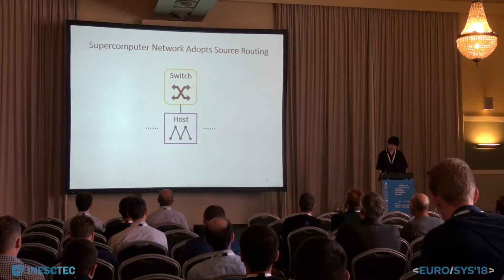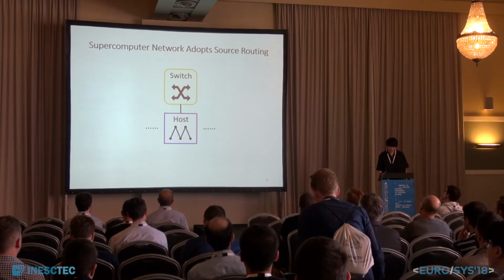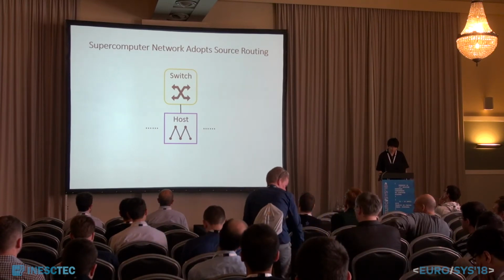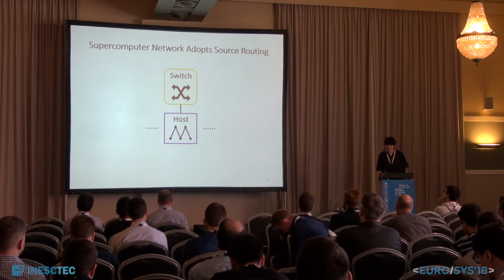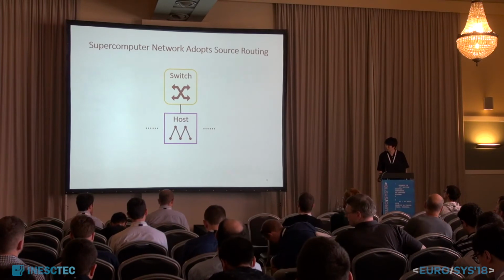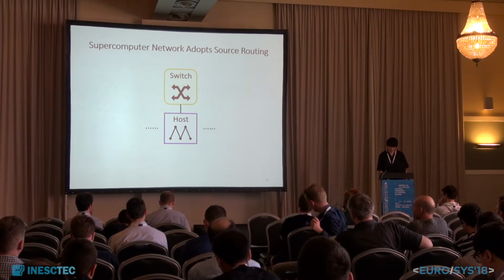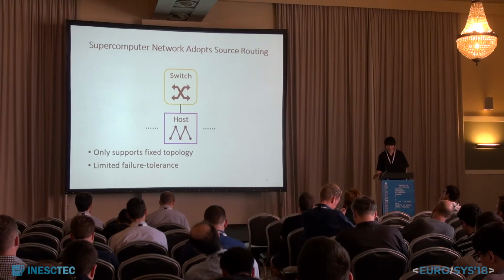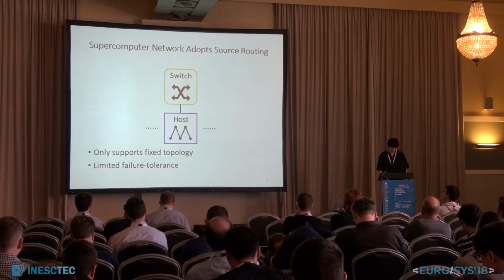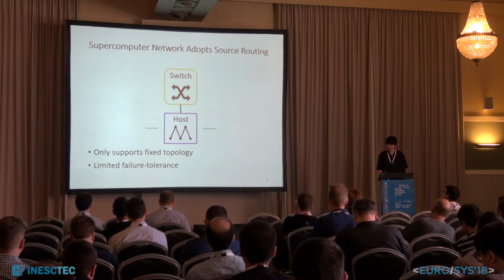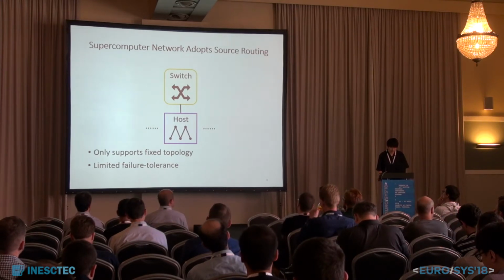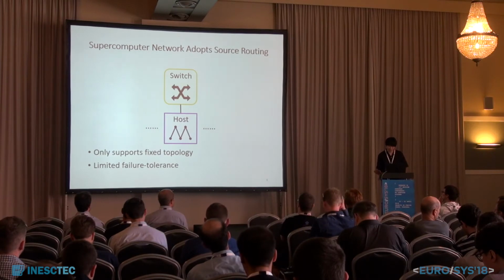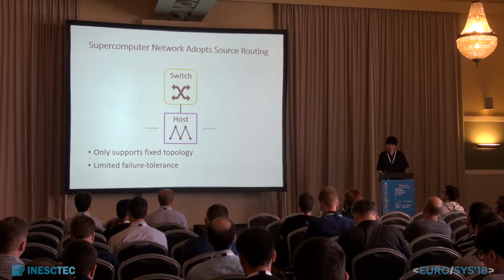Supercomputer networks adopt source routing. So here the switch is very simple. It only contains packet switching logic. And in the host, there is a fixed routing path. The problem is still obvious. Here, the host only supports a fixed topology, and due to its use of fixed routing paths, it has limited failure tolerance functions, making it unsuitable for today's data center network.